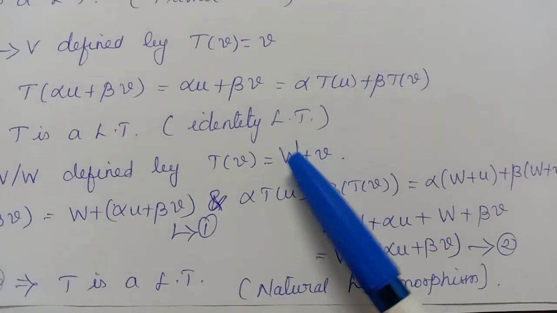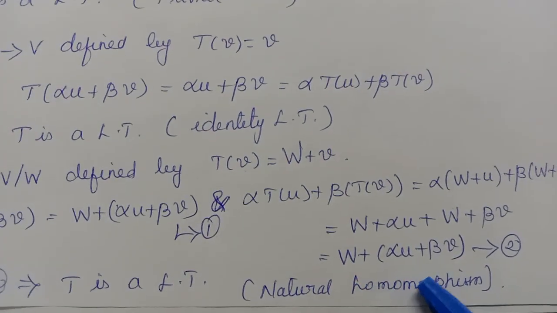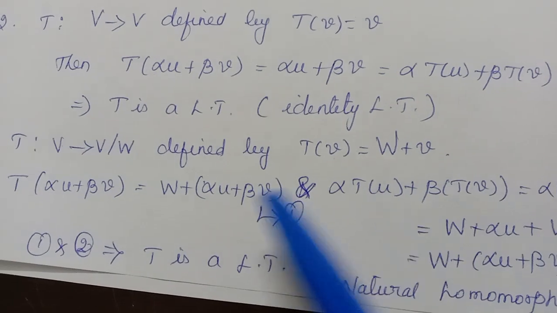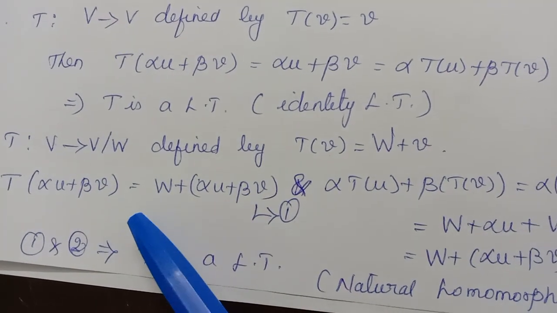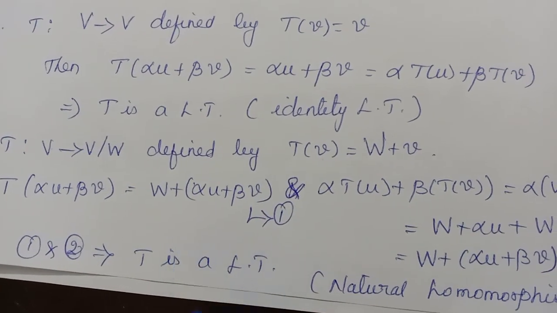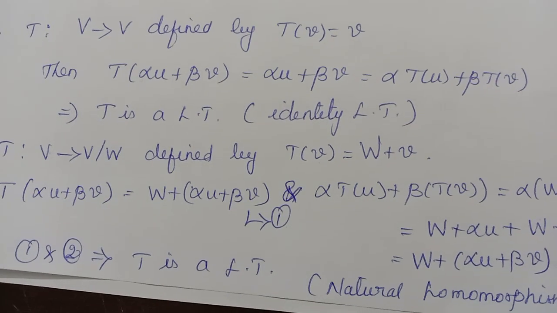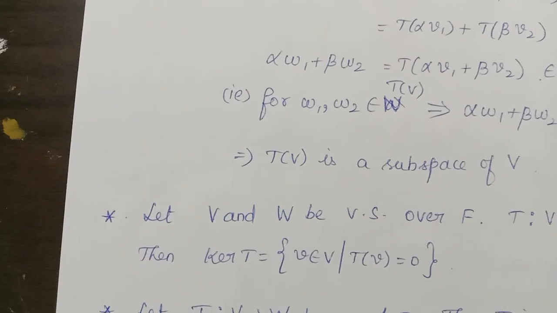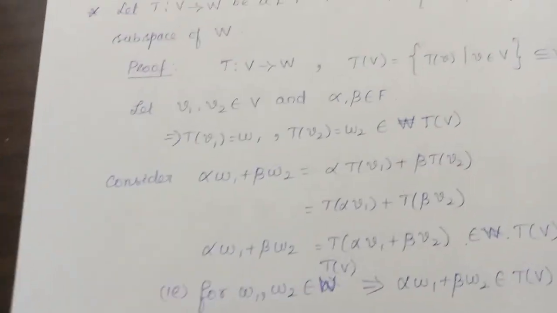But by this definition, this is nothing but T of alpha U plus beta V. So what have we proved? That is, T of alpha U plus beta V is equal to alpha into T of U plus beta into T of V. Therefore, this T also represents a linear transformation from V to V by W.